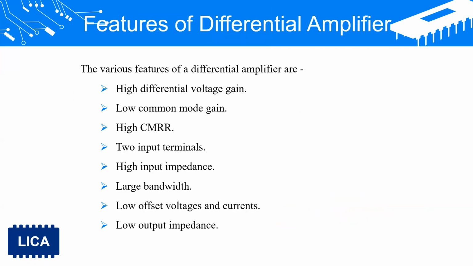The various features of a differential amplifier are high differential voltage gain, low common mode gain, high CMRR, two input terminals, and high input impedance. It exhibits large bandwidth and low offset voltages and currents. Also, it exhibits low output impedance.